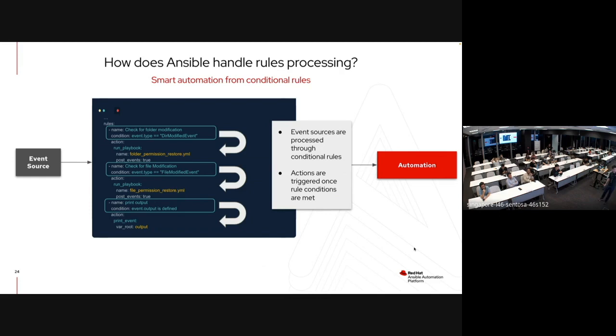The second one talks about how we can check whether a file has been modified. If the file has been modified, how do we restore the permissions for the file? And of course, the last piece is about the event output being defined, and then we just treat the particular event that is being processed. So you can see that we are looking at how we can process events based on different sources, and then have the actions triggered once the rule conditions are met.